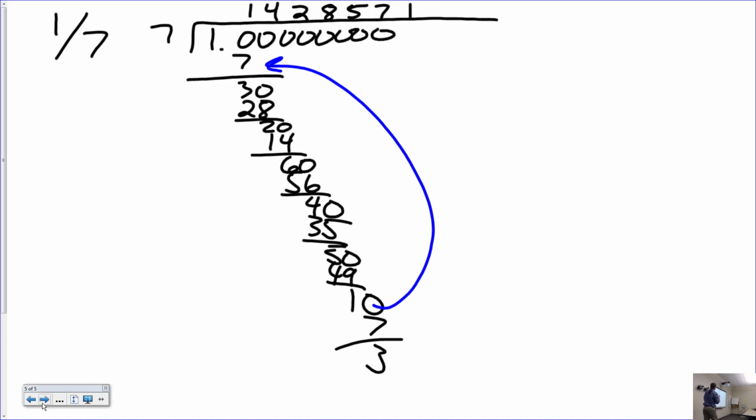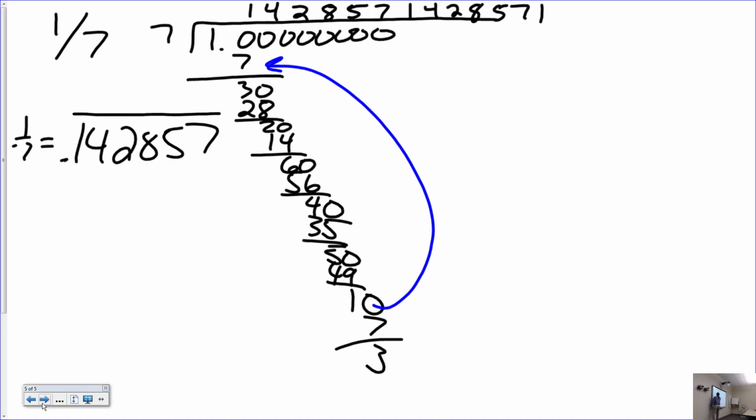So what's the next number after that 1 up there, folks? 4. What's the next number? 2, 8, actually. And then? 1. Oh, no. Because what's repeating? 1, 4, 2, 8, 5, 7. Yeah, all 6 numbers, right? So 1/7 as a decimal is 0.142857, and all 6 of those numbers repeat over and over and over again.